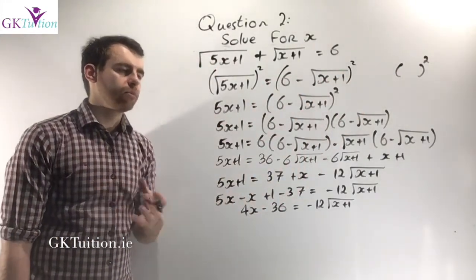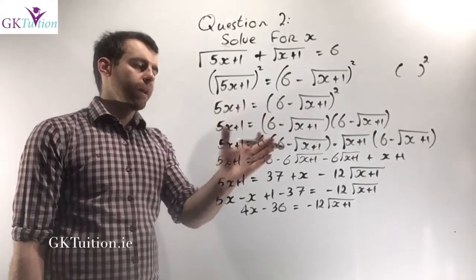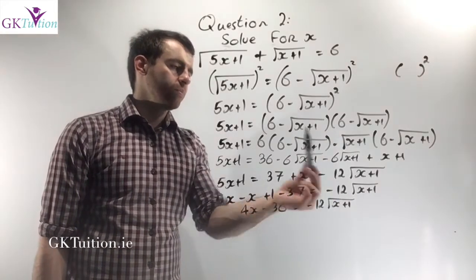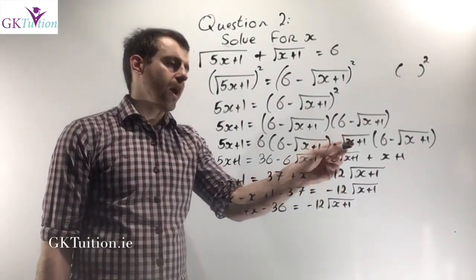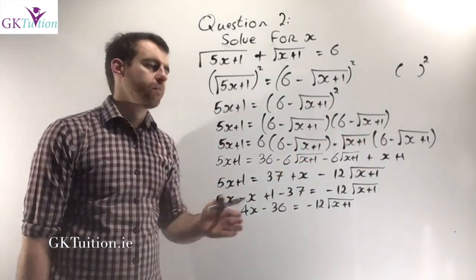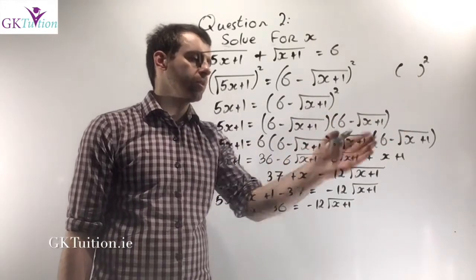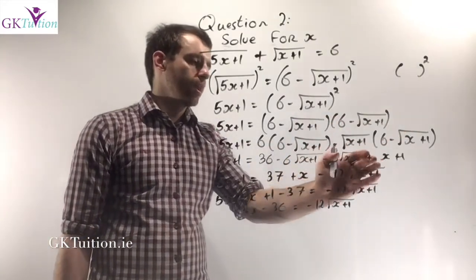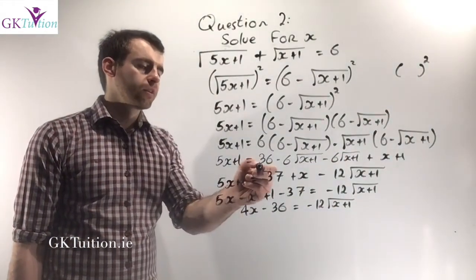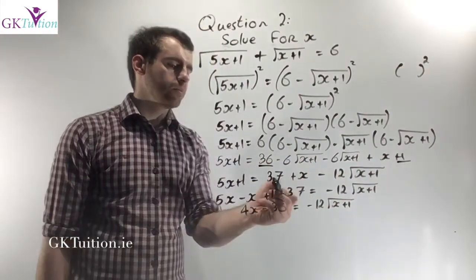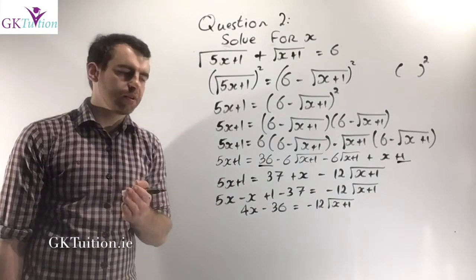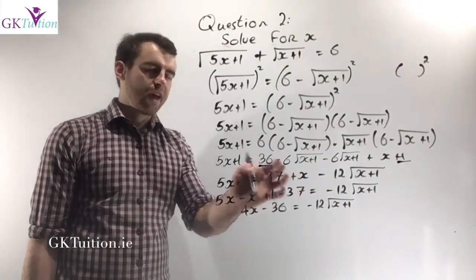So the right hand side became double brackets, and when I multiplied out my double brackets I got 36 minus 6 times the surd minus 6 times the surd, and then minus root x plus 1 multiplied by minus root x plus 1. Minus by minus is plus, and when I multiply something by a surd, the surds are cancelled, so I just ended up with plus x plus 1. What I've done then is I've simply grouped my like terms. 36 and 1 adds up to 37. Minus 6 times the surd minus 6 times the surd adds up to minus 12 times the surd, and I have an x as well.